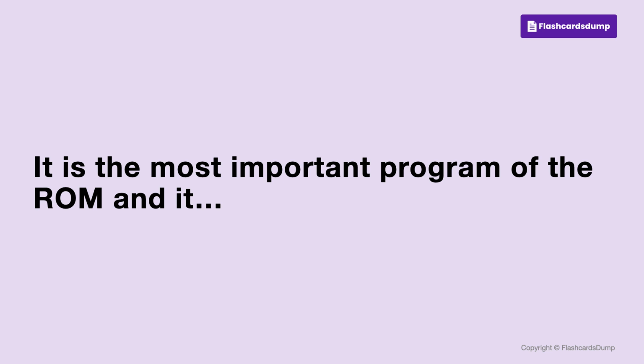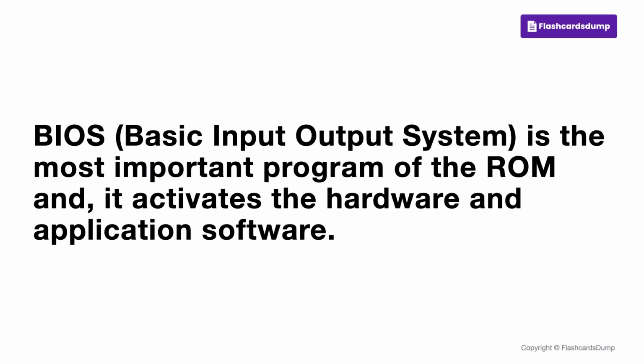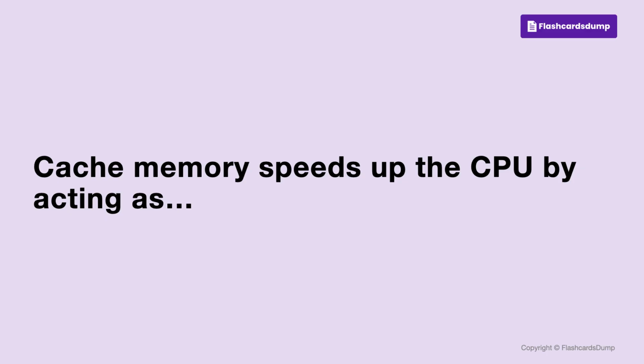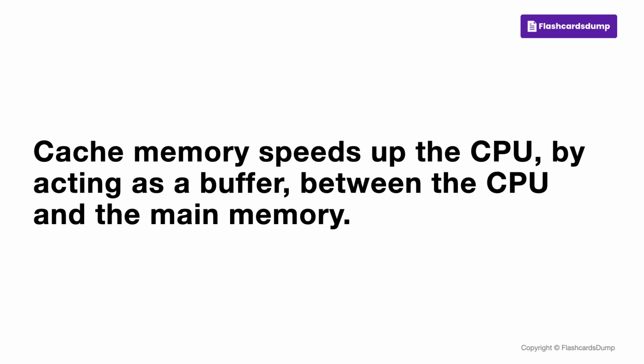BIOS, Basic Input-Output System, is the most important program of the ROM and it activates the hardware and application software. Cache memory speeds up the CPU by acting as a buffer between the CPU and the main memory.